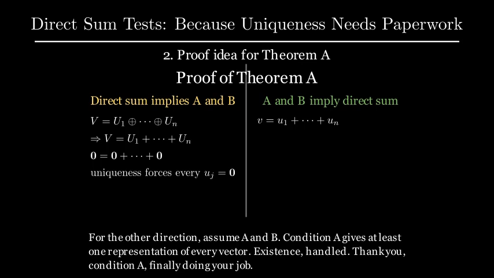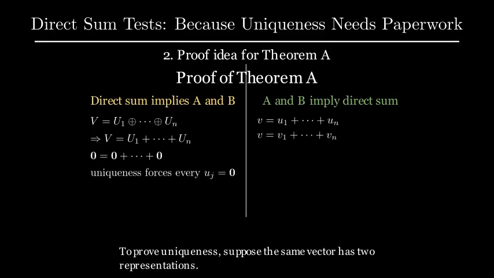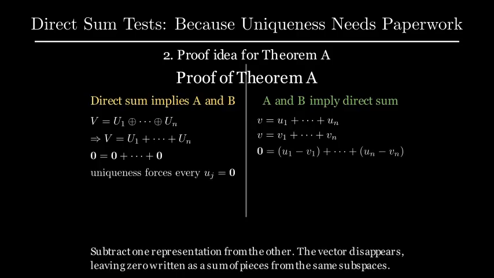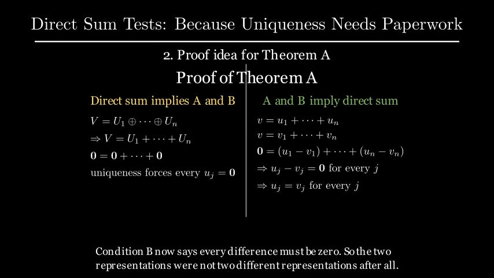Condition A gives at least one representation of every vector. Existence. Handled. Thank you, Condition A. Finally doing your job. To prove uniqueness, suppose the same vector has two representations. Subtract one representation from the other. The vector disappears, leaving 0 written as a sum of pieces from the same subspaces. Condition B now says every difference must be 0. So the two representations were not two different representations after all.